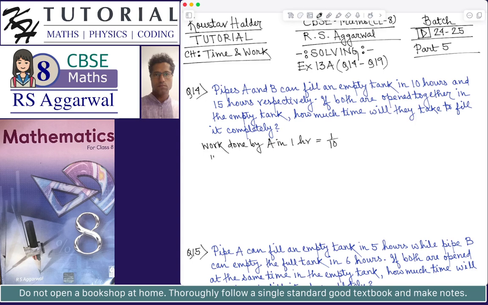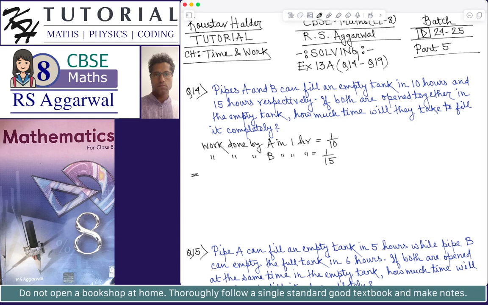Similarly, we will have work done by B. In this problem, both the pipes A and B are inlets as they fill an empty tank. So, work done by pipe B in 1 hour will be equal to 1 by 15. So essentially, it means that 1/10 of the tank is being filled in 1 hour by pipe A alone, and 1/15 of the tank is being filled by pipe B alone.